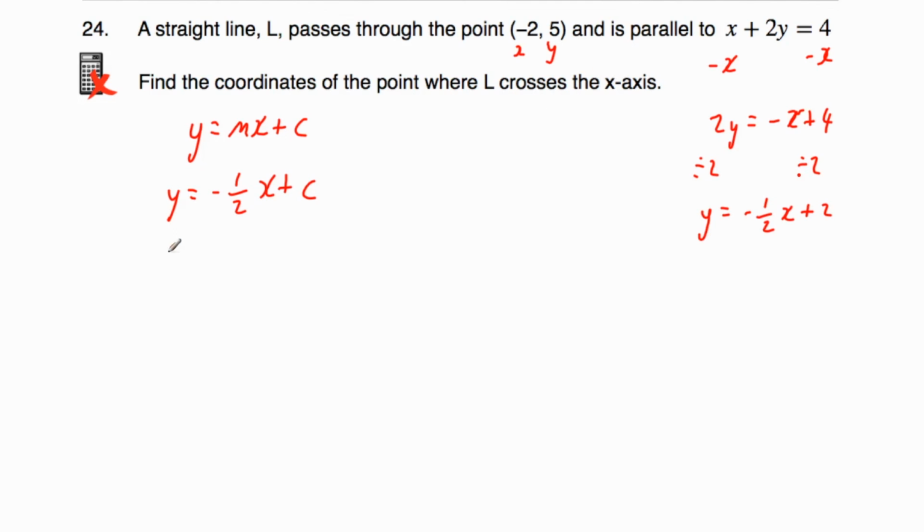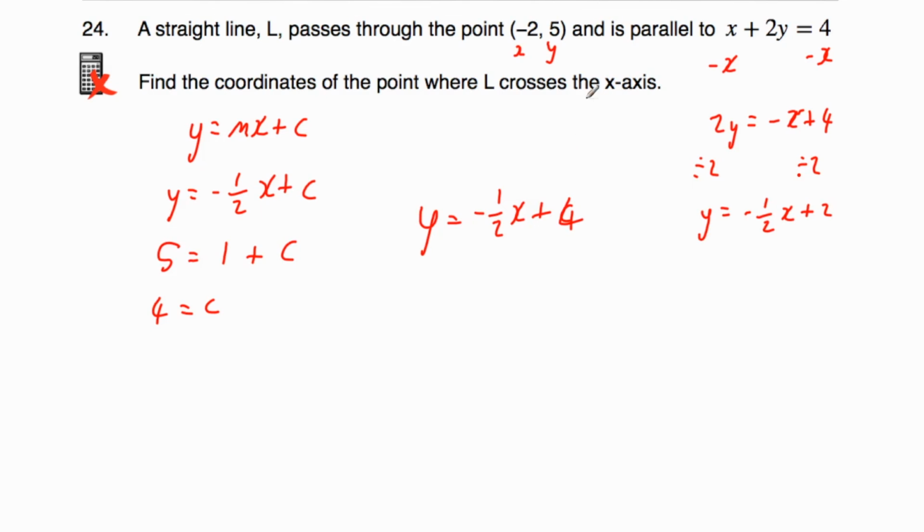So y, which is 5, equals minus a half times x, and minus a half times minus 2. Well, negative times a negative is a positive, and a half times 2 would be 1, so it'll be 1 plus c. Let's take away 1 from both sides, so we'd then get 4 equals c. So c equals 4. So that means that our equation of the straight line L would be y equals minus a half x plus 4. So that's the equation of L.